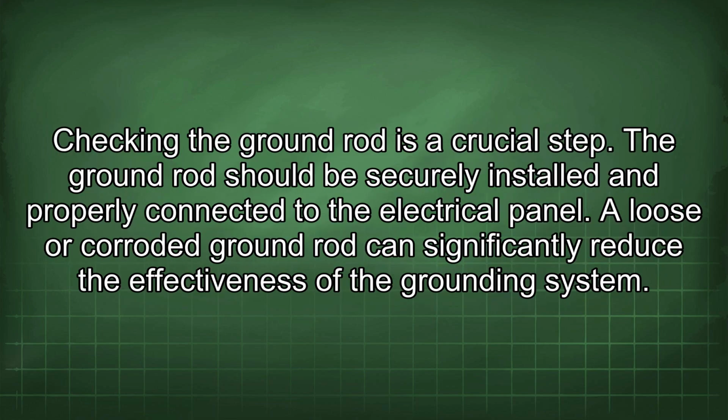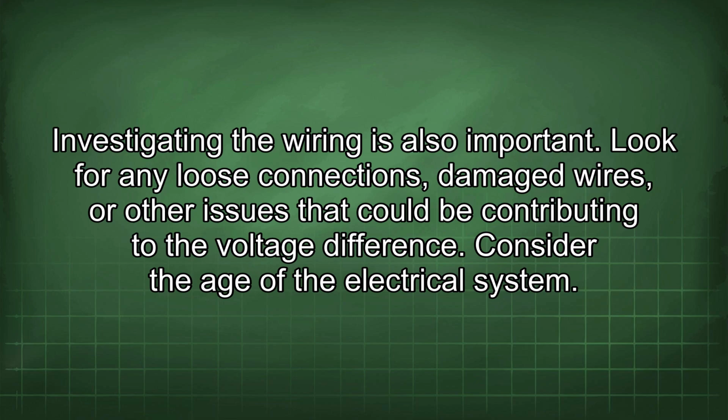Checking the ground rod is a crucial step. The ground rod should be securely installed and properly connected to the electrical panel. A loose or corroded ground rod can significantly reduce the effectiveness of the grounding system. Investigating the wiring is also important. Look for any loose connections, damaged wires, or other issues that could be contributing to the voltage difference.